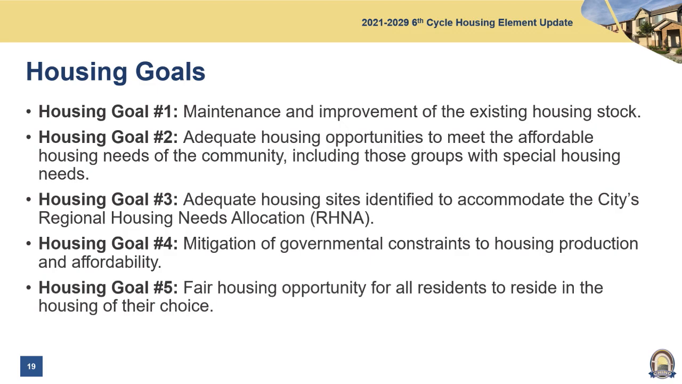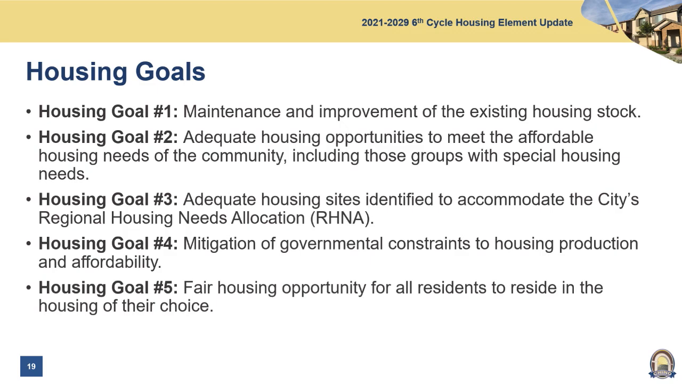Housing goal 2 is adequate housing opportunities to meet the affordable housing needs of the community, including those groups with special housing needs. And we call special housing needs, it could be anywhere from senior to students. It could be large families. It could be any range of different community groups relating to housing. So a little different than when we typically talk about special needs groups, but there's basically analysis for each of these different types of groups.